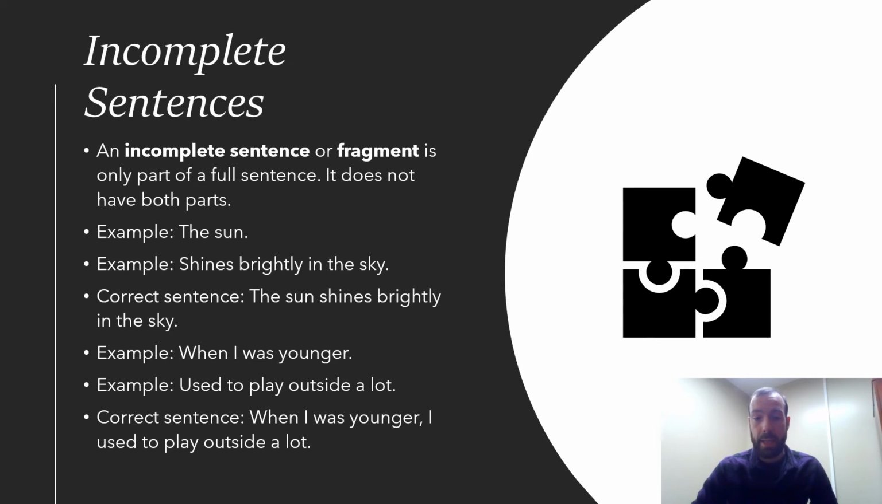Shines brightly in the sky. What is shining? We can guess, but we don't know. This is not a full sentence. So the correct sentence is the whole idea together. The sun shines brightly in the sky.